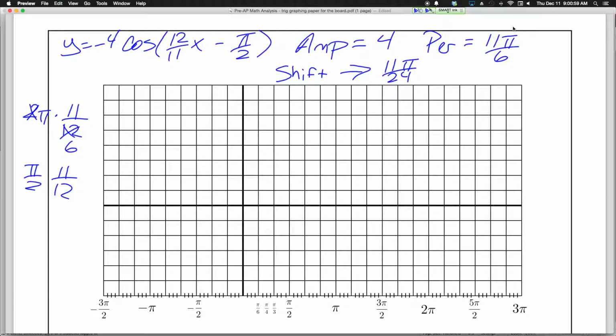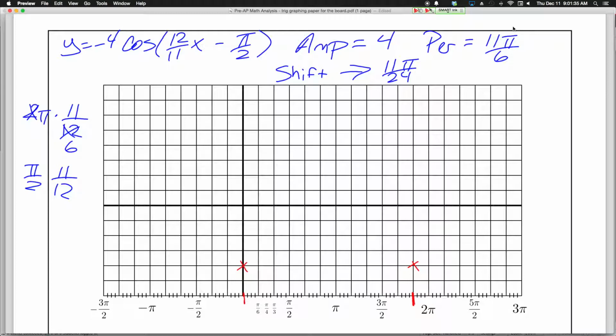All right, now what? Starting point and stopping point. So since this is a -4 cosine, my original starting point would be at 0, -4. And the stopping point needs to be at 11 pi over 6. How many spaces is 11 pi over 6? 11 spaces. So 3, 6, 9, 10, 11. So that means the original stopping point would be there.